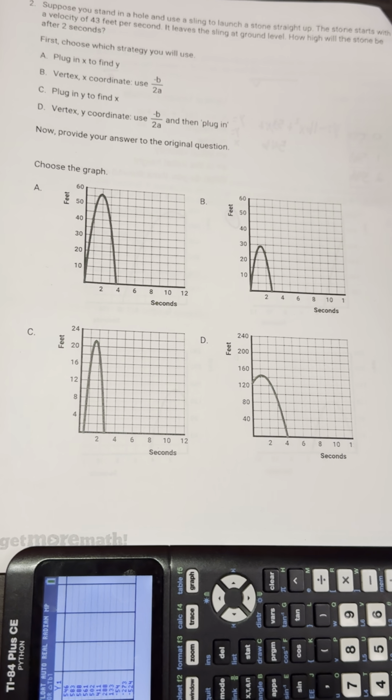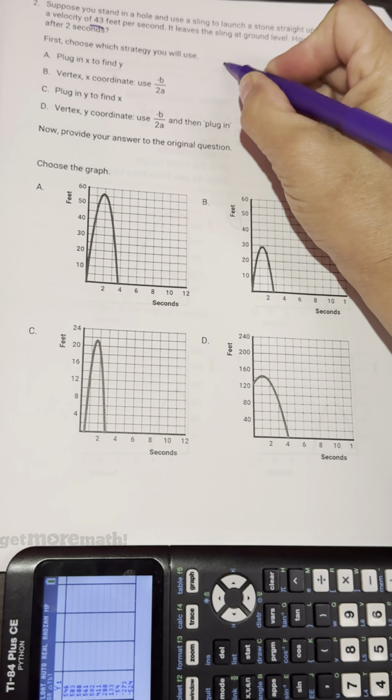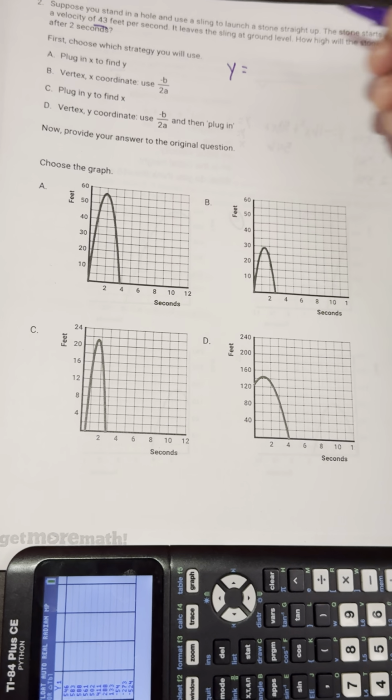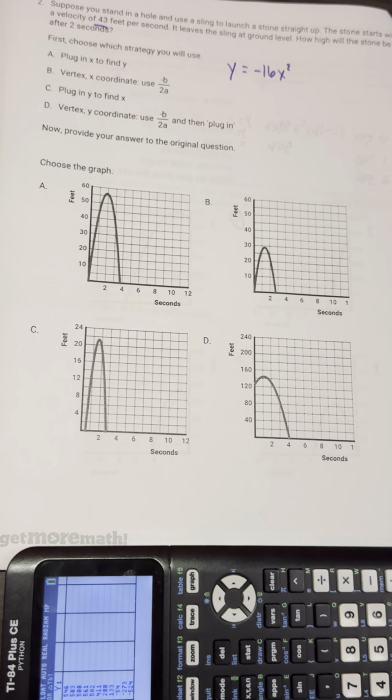Okay, so number 2, suppose you're standing in a hole and you use a sling to launch the stone straight up. The stone starts with a velocity of 43, so that's your v. So y equals, and make it smaller on y'all's end. Negative 16 x squared, and where does the 43 go? David, flip your computer around. Thank you. Where does the 43 go?